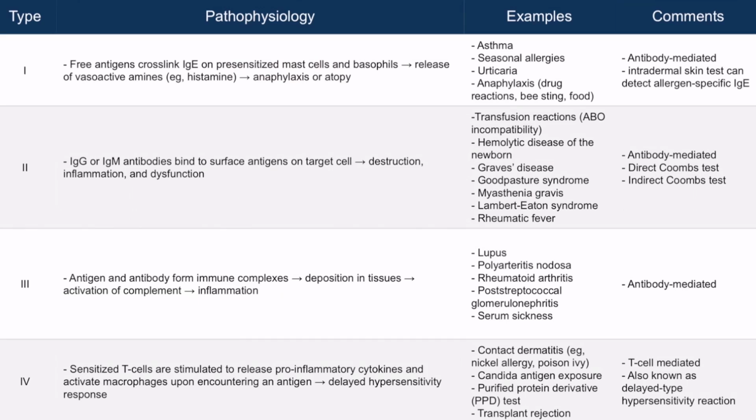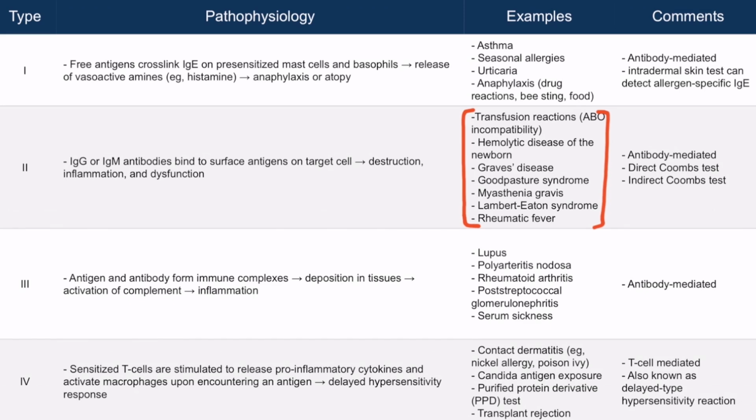High-yield examples of type 2 hypersensitivity reactions include transfusion reactions, such as ABO incompatibility, hemolytic disease of the newborn, Graves' disease, Goodpasture syndrome, myasthenia gravis, Lambert-Eaton syndrome, and rheumatic fever.